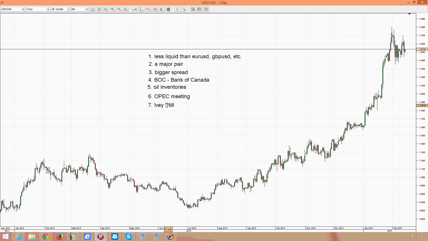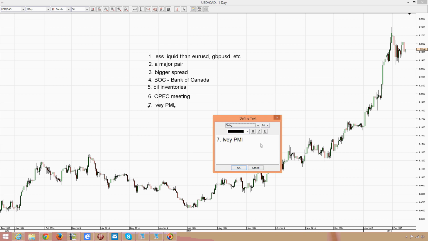How about other economic events to watch out of Canada? Well, after the Ivey PMI, look for the CPI or the inflation. Inflation in Canada is released on a monthly basis, and of course it is moving expectations on rates and what the central bank is going to do at the next meeting.